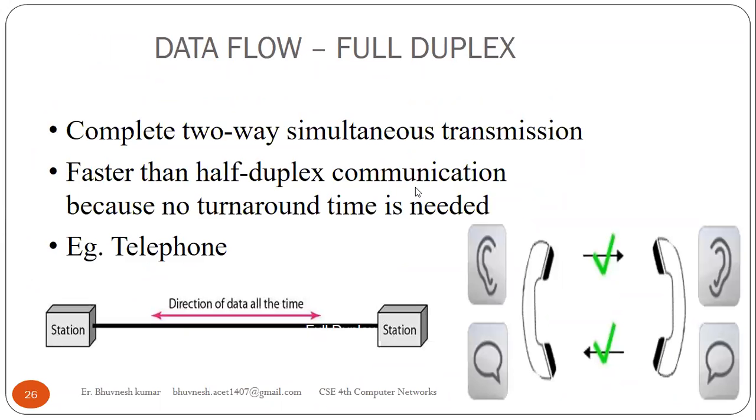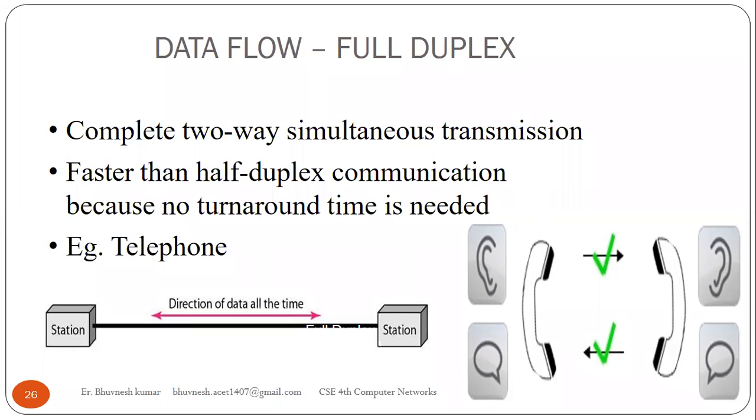Next is your full duplex. Full duplex is complete two-way simultaneous transmission. Your mobile phones and your telephones are two-way communication. It is faster than half duplex communication because no turnaround time is needed. The example is your telephones and mobile phones. If I am speaking, you can also interrupt me in between. You can also call me. That is an example of full duplex.